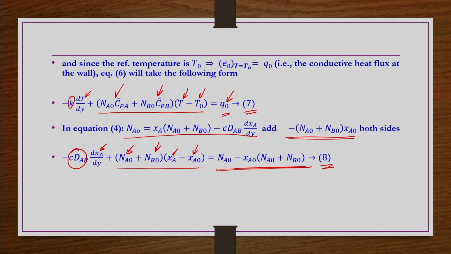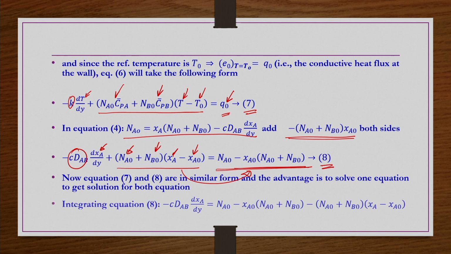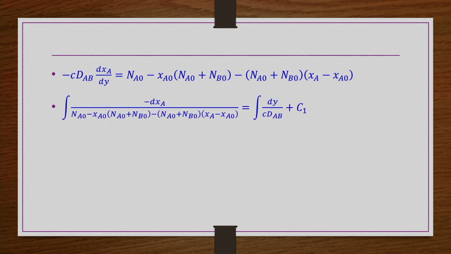Right. So what we do now, we solve this equation number 8. For that, this particular term we take to the right hand side, but we do not simplify. So then we have this thing, and on the left hand side we have only minus C dAB dXA by dy. The same is written once again here. So now here y dy by C dAB we are taking to the other side, and the rest of the terms dXA by all these NA naught, NB naught terms we are keeping in the left hand side and integrating.